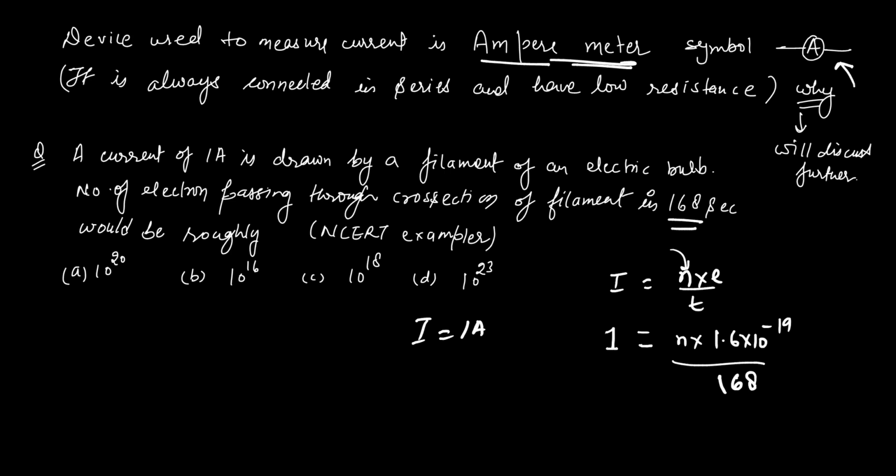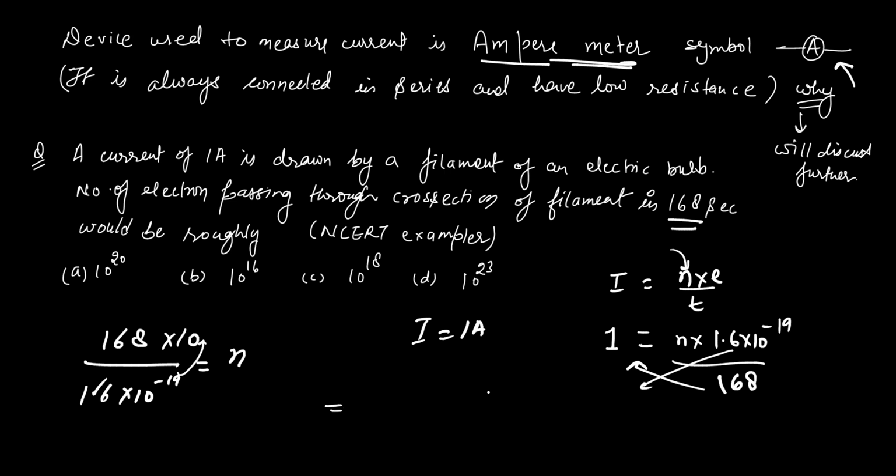Got it? Yes, got it, sir. This 168 will go to multiply, and this will come down. You will get 1.6 into 10 to the power minus 19, and what is N? N is this. Then you remove this decimal and you will get an extra 10 here, and this will go up. So what will you get? 10 to the power 20 into 168 upon 16.